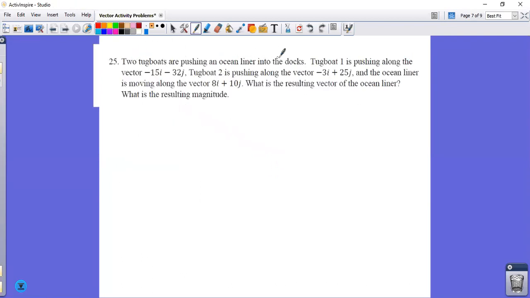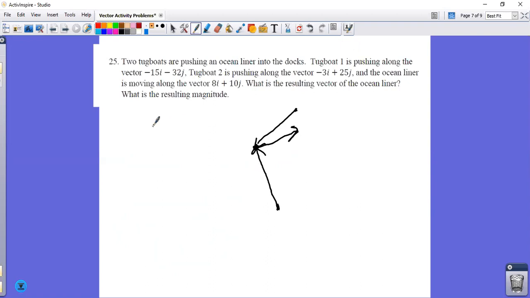All right, so two tugboats are pushing an ocean liner. So there's this ocean liner. Tugboat one is pushing negative 15, negative 32, so that direction. Tugboat two, negative 3, positive 25, so it's like that direction. And the tugboat itself is going positive 8, positive 10, so it's going in that direction. Well, if you put all of those end to end to end, you would get the resulting of what's going to happen to this ocean liner. So if we moved them around, or you're just adding them all together.